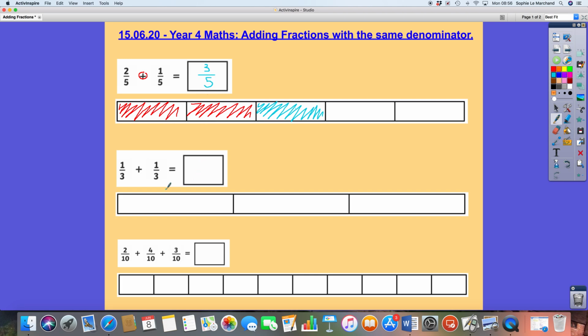Same process with the next question. So the question is 1/3 plus 1/3. Look first at the denominator. Clearly I'm working in thirds, so here's my whole. It's been split into thirds. 1, 2, 3. First representation I'm going to draw on my bar is 1/3. So I'm going to shade in one of these thirds.